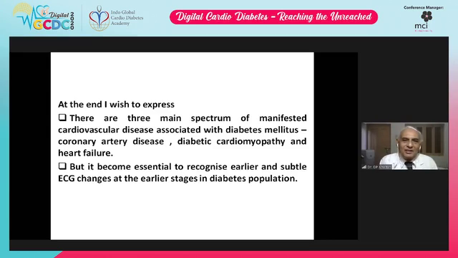Over the surface of the sea, there are floating boats easily seen. But underneath the water, in the depth of the sea, there are so many things in the form of the subtle, especially in the diabetic heart. We have to catch those changes. Very important changes. A few words about the QTc interval.